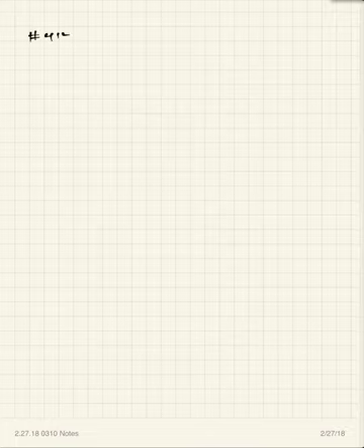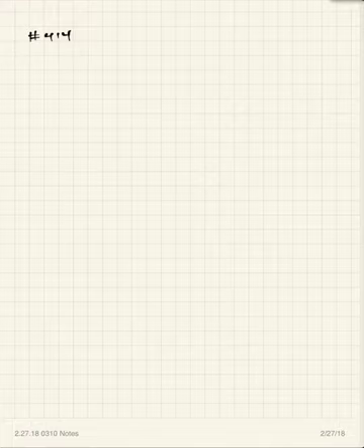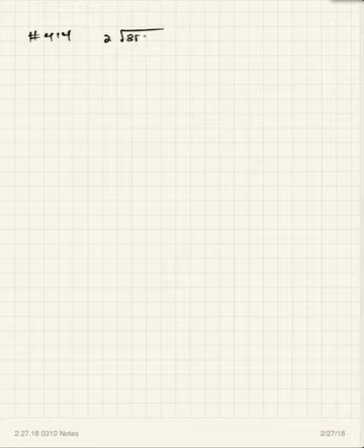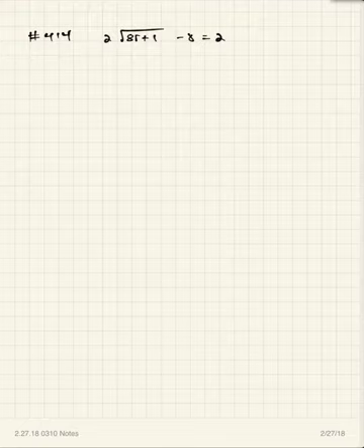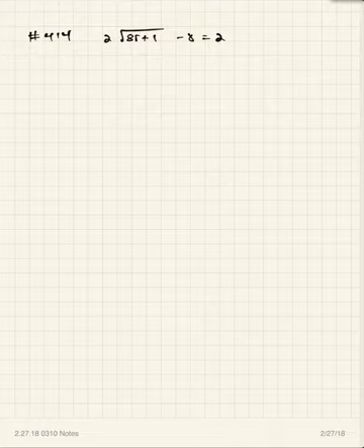So let's look at problem number 414. You have 2 times the square root of 8r plus 1, minus 8, equals 2. Now this one's actually going to end up not being as hard as the last one when we solve it. All right, so what do we do here?